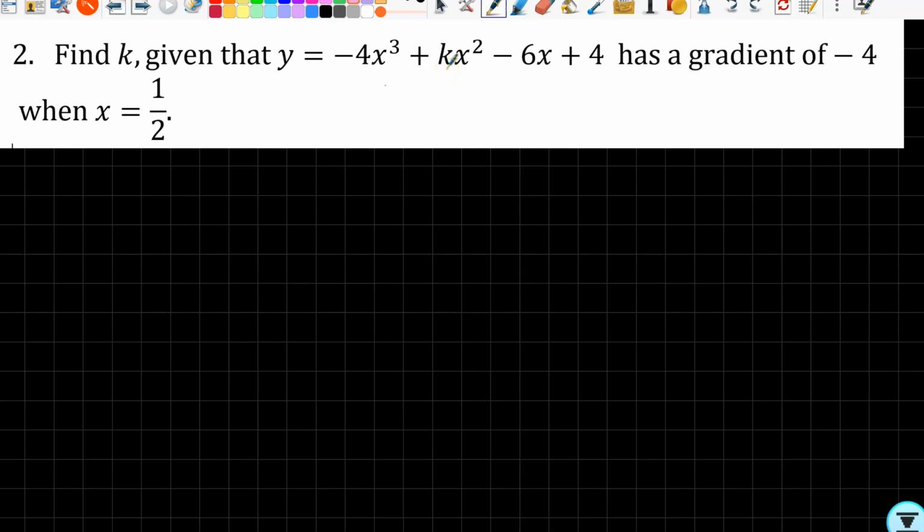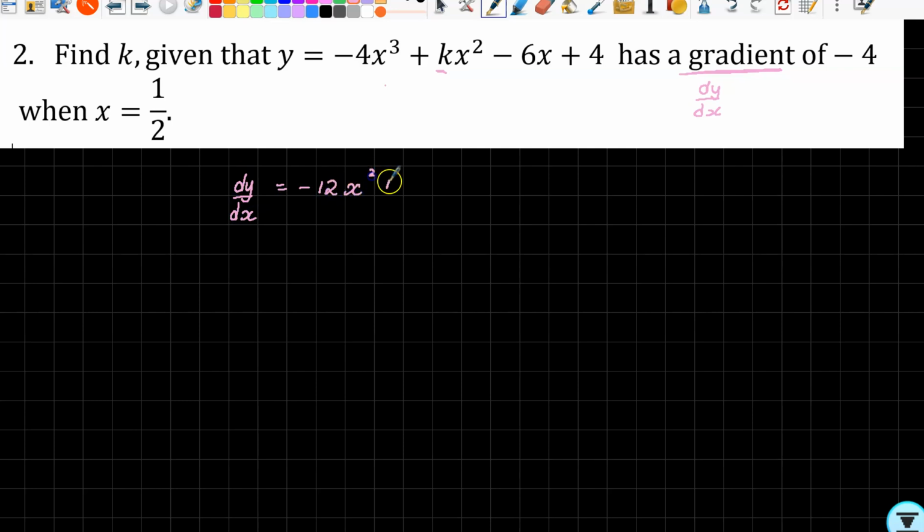Anyway, let's imagine we don't know what that is, so don't rewind the video. Find k, given that it has a gradient of -4. As soon as we see gradient, we're going, that's dy by dx. So let's differentiate. Go ahead and differentiate. Pause the video if you so desire. We should be able to do this in the blink of an eye.